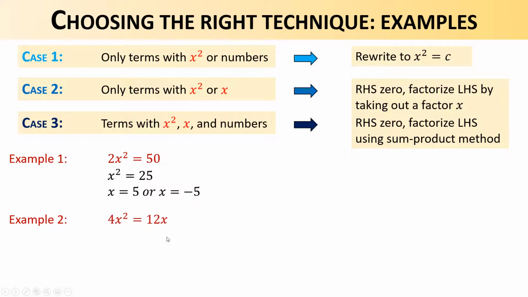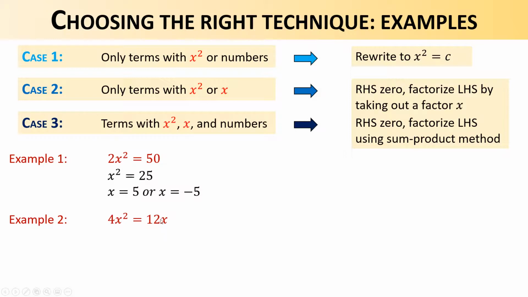Let's look at another example. 4x squared equals 12x. So I have a term here that has x squared and a term here that has an x. So this is a case 2 situation. And what it says here is, in that case, we're going to make the right hand side 0, and we can factorize the left hand side by taking out a factor x.